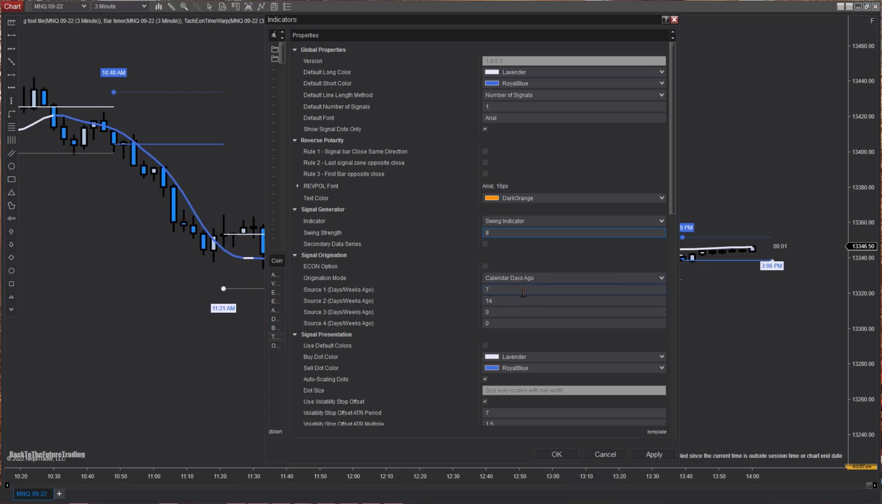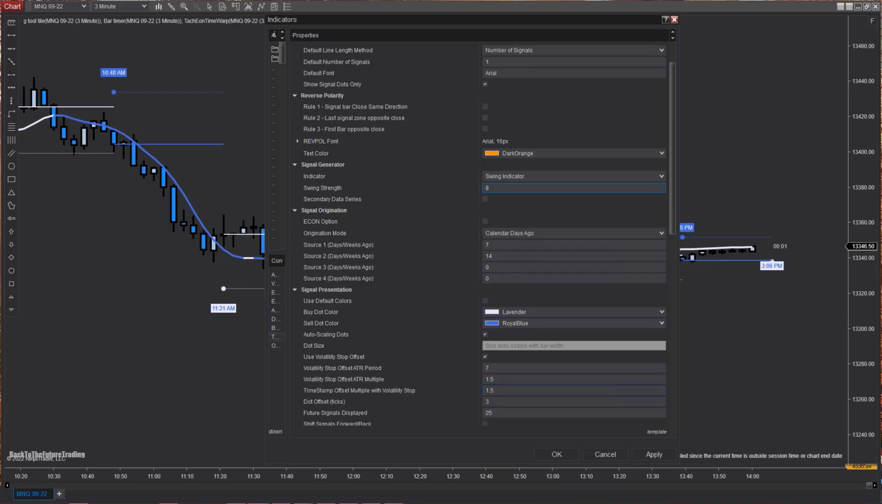So we're telling the software to look back 7 days, and for the source 2, we're telling it to look back 14 days. And my stop is 1.5 times the last 7 bars. So it's the average true range of the last 7 bars multiplied by 1.5. Exactly how Michael always does the webinars. It's actually exactly how I trade the NASDAQ as well.